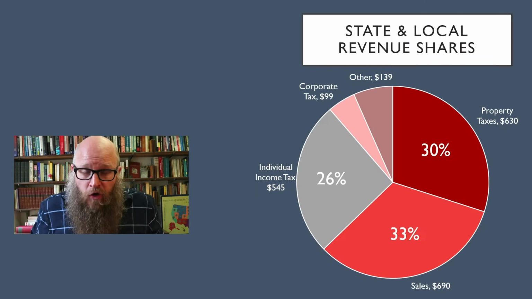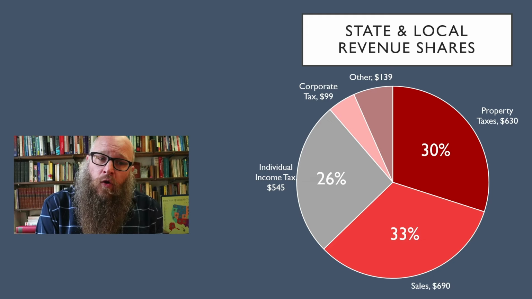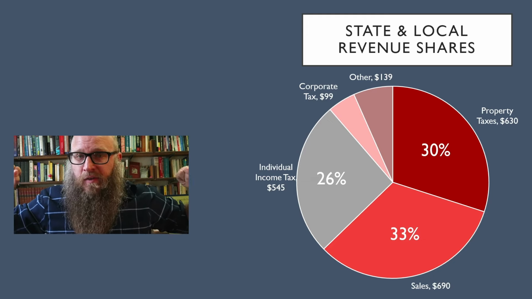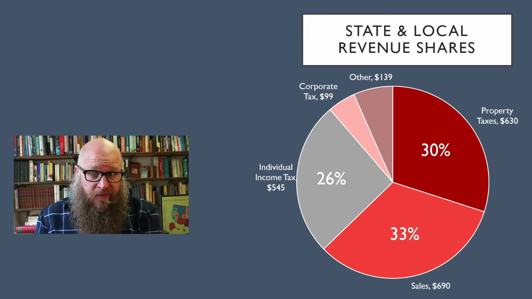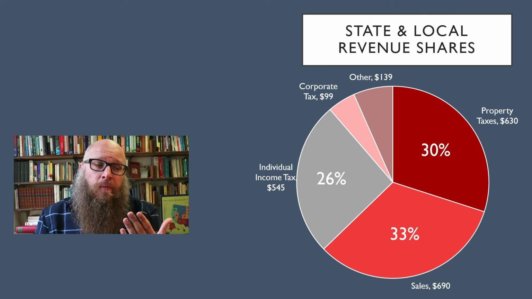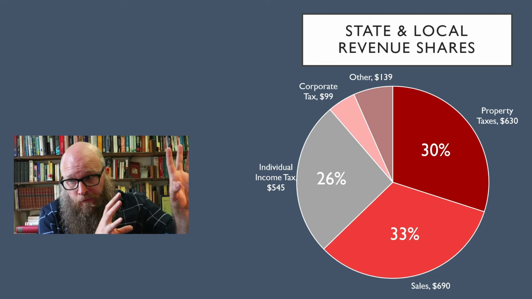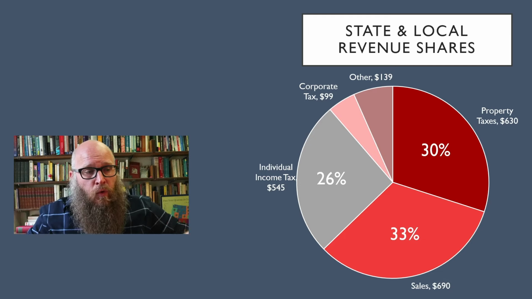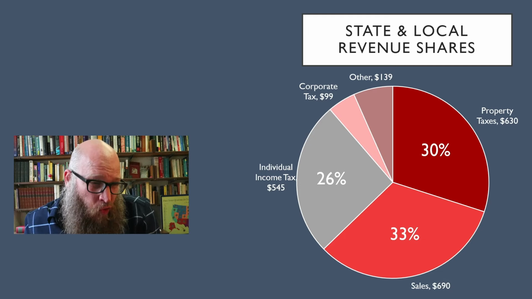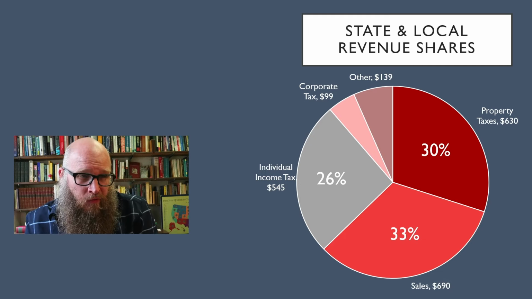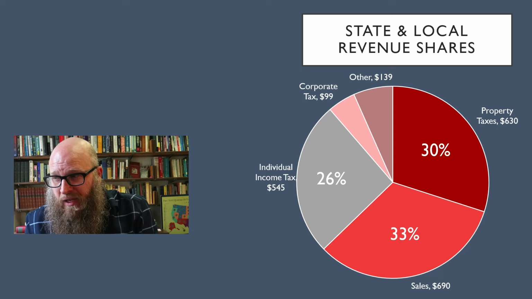So property taxes are 30% of state and local government revenue. We're all collectively together paying $630 billion. Sales taxes, 33%, and 26% are state individual income taxes. So this is different than the federal income tax we were talking about before. Every state has totally different rules on this, but overall in the country, 26% of the revenues for state and local governments comes from individual income taxes.